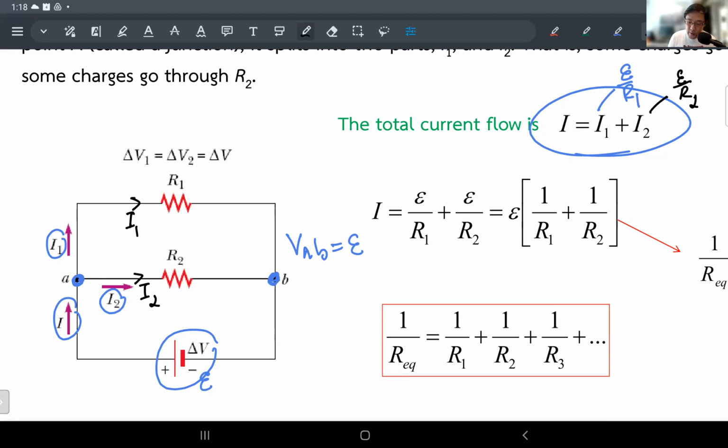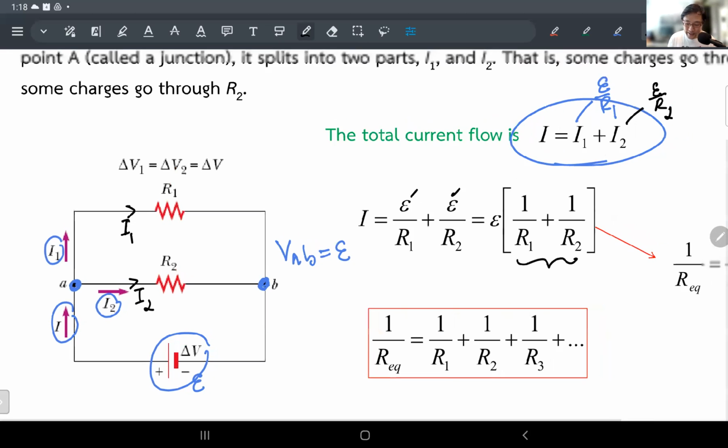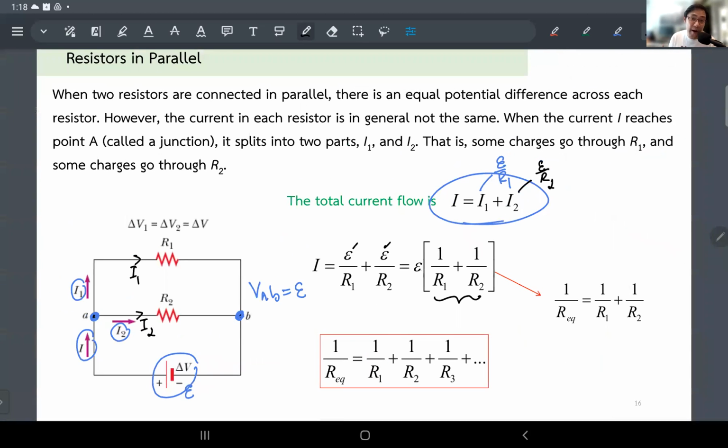Okay, with that, you have a common factor of E right there. I can pull E out. And can you see this? I think you can guess. So I can name this 1 over R1 plus 1 over R2 to be 1 over R equivalent. And then I can define the equivalent resistance in this type of connection. We call this connection in parallel. So this is resistors in parallel connection.